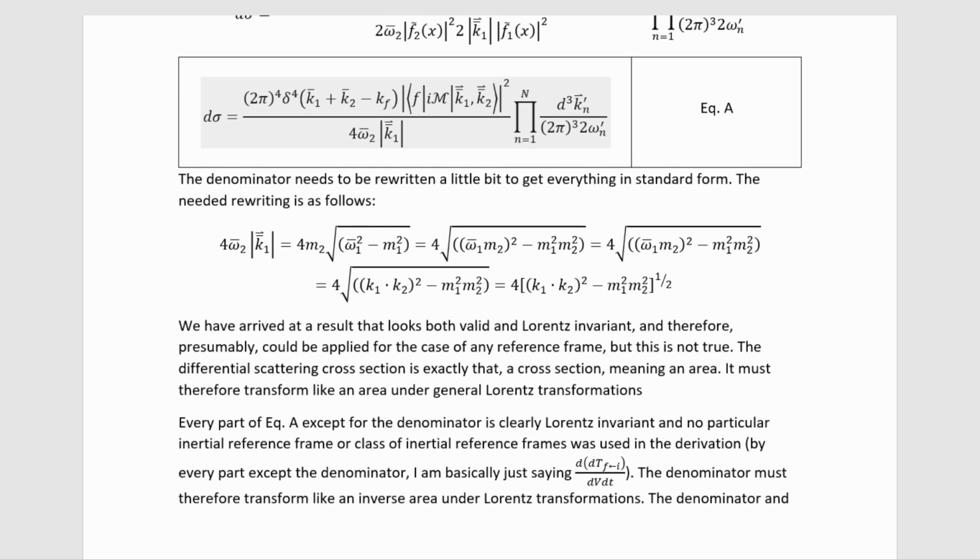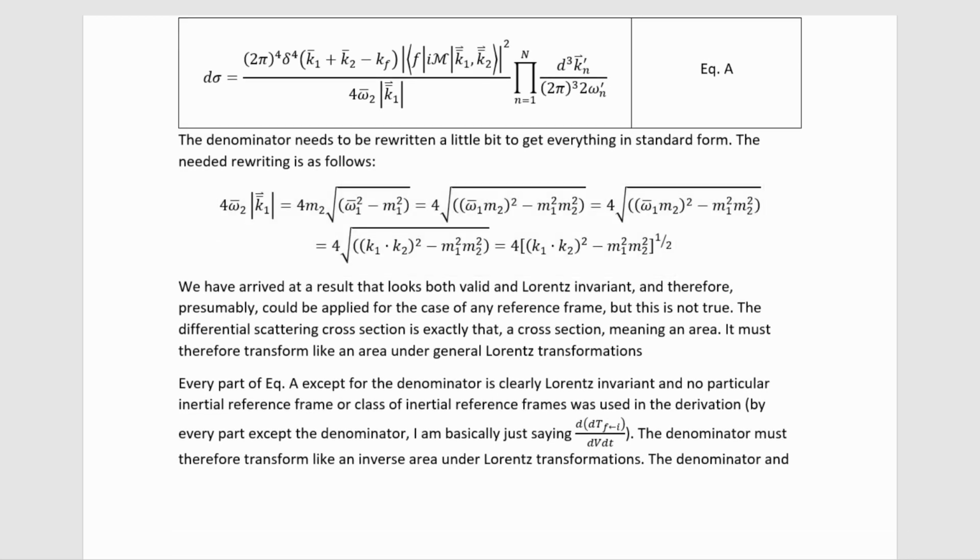In order to get it into standard form, we need to rewrite the denominator a little bit. These are the algebra steps. It's pretty straightforward. We have arrived at a result that looks valid and Lorentz invariant, and therefore presumably could be applied for the case of any reference frame. But this is not true.